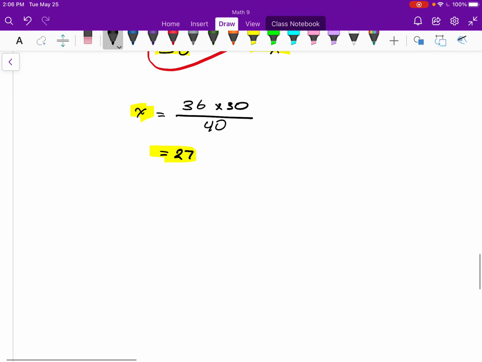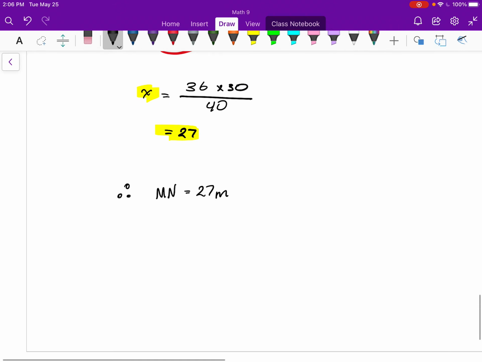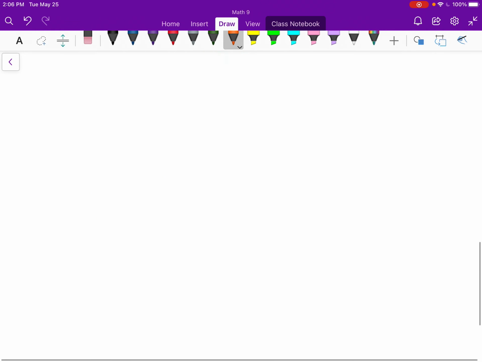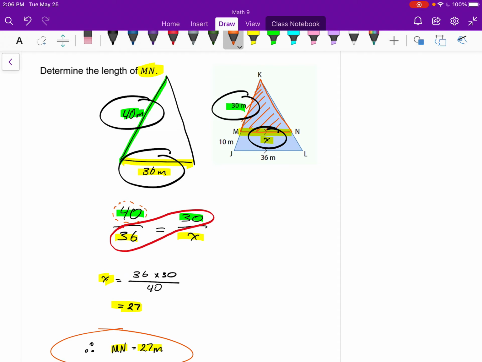So I'll just formalize it and say, therefore, MN equals 27, and the units were meters. So like I said, chances are drawing the two triangles separately made it more clear how to approach this.